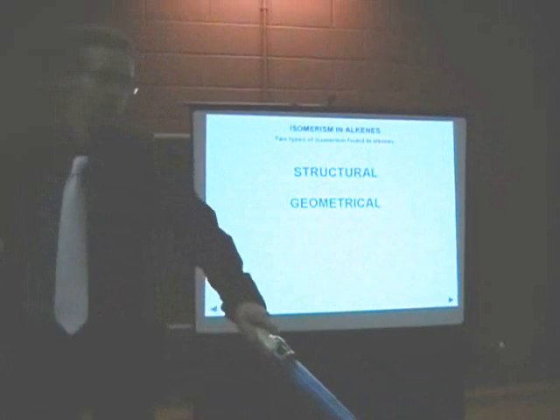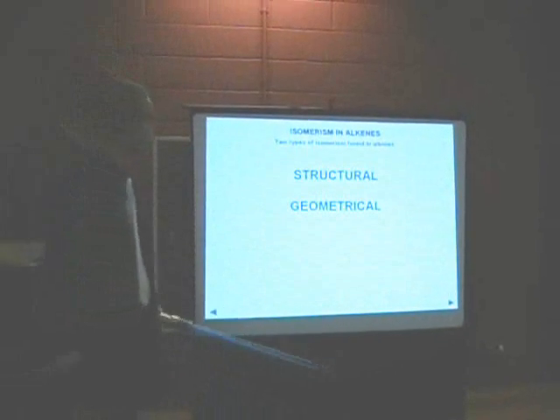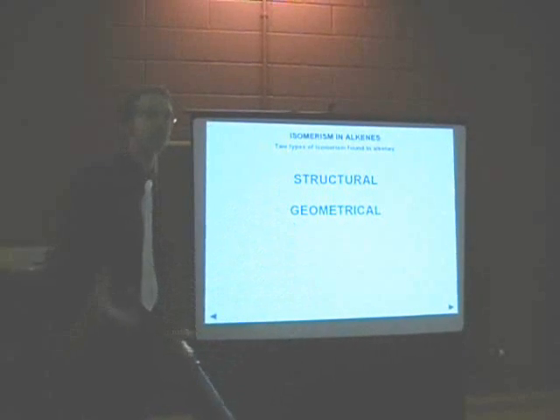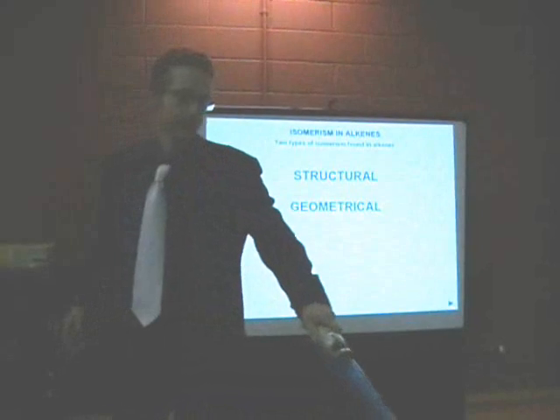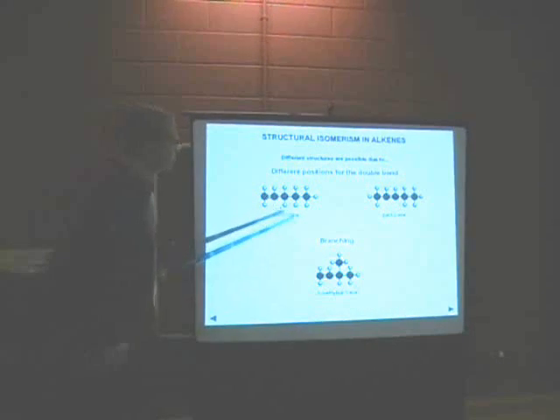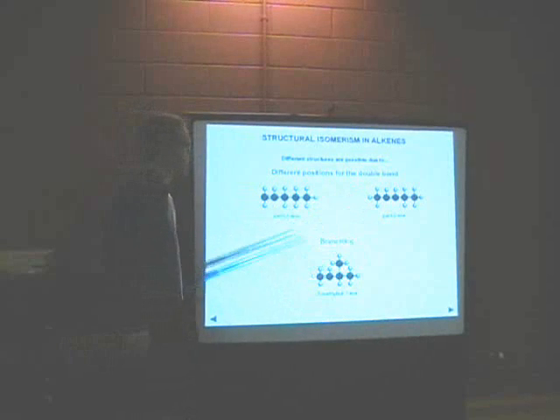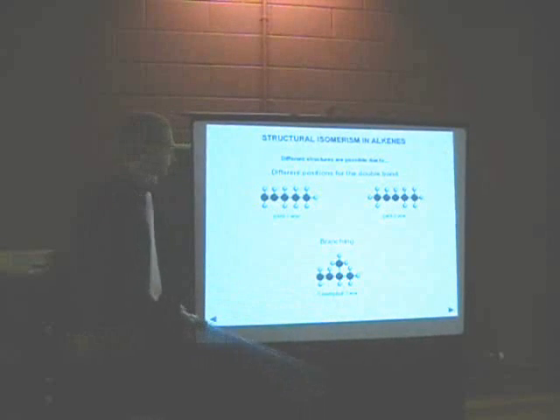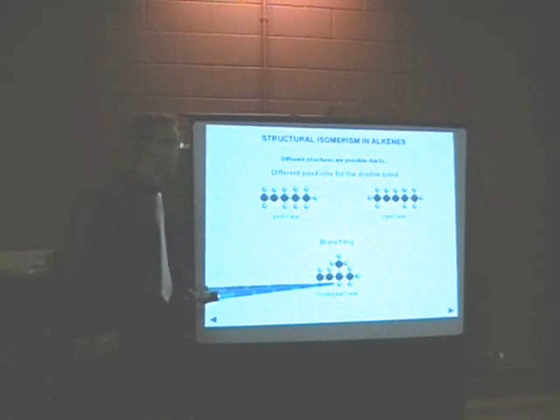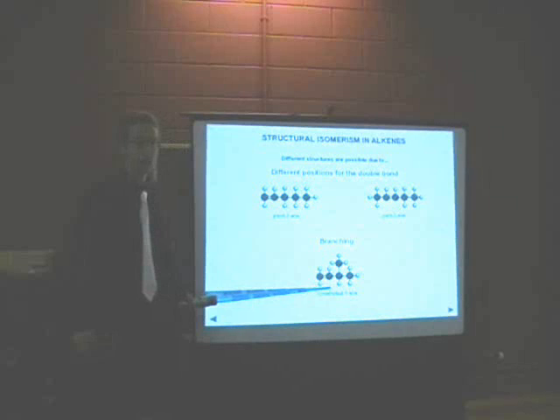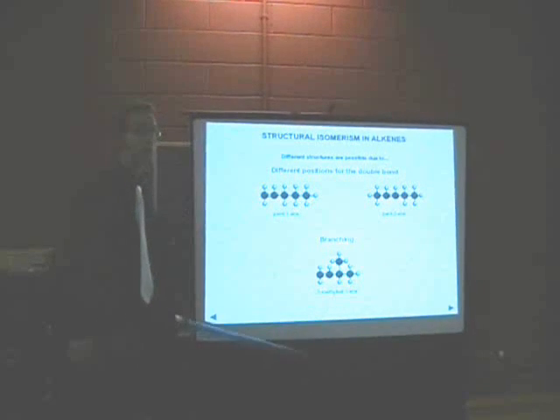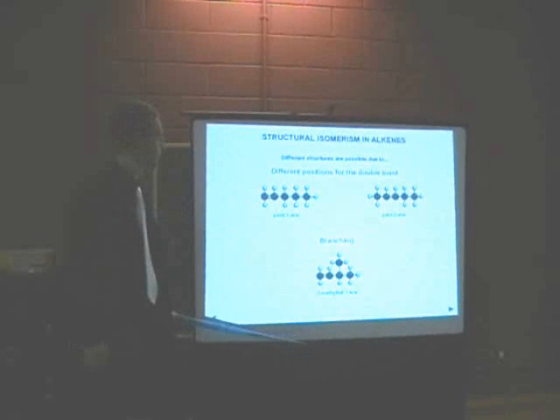Okay. We're going to go through two types of isomerism. Firstly, structural isomerism, and secondly, geometrical isomerism. I think you should all be happy with these three isomers. Pent-1-ene, pent-2-ene, and 3-methylbut-1-ene. Okay? But I just want to consider the different bits for them.